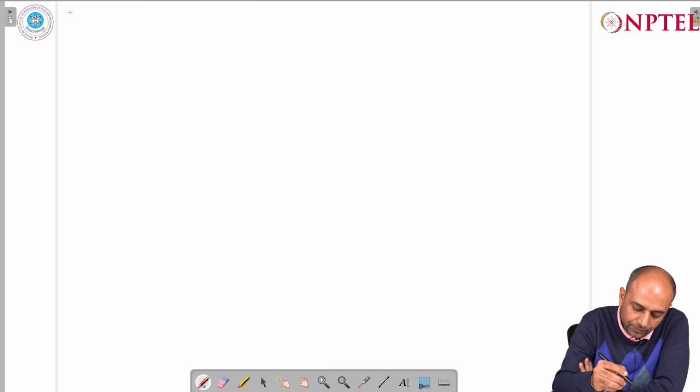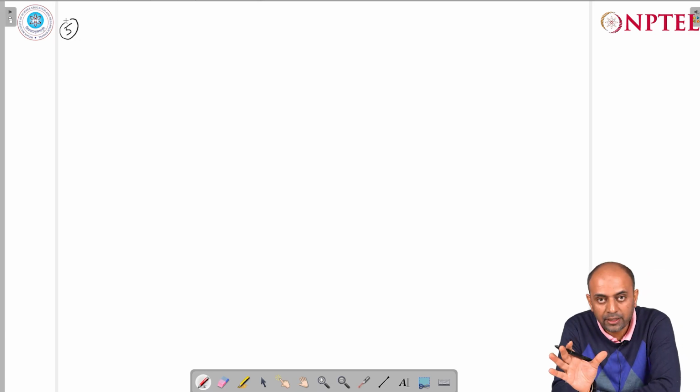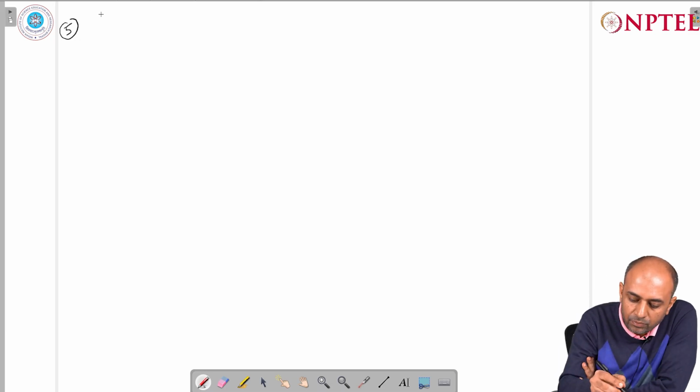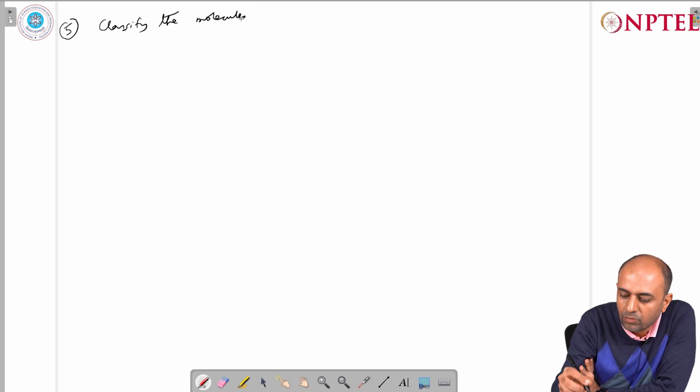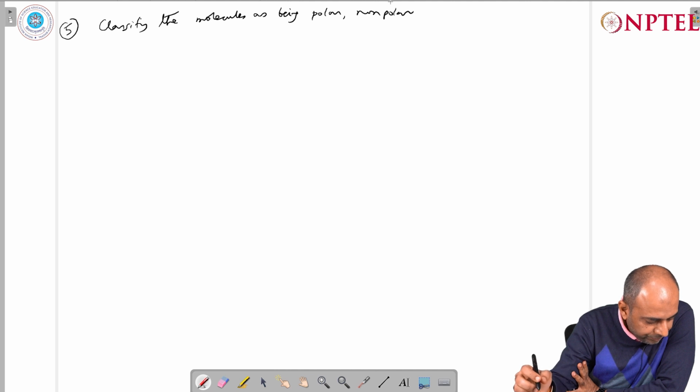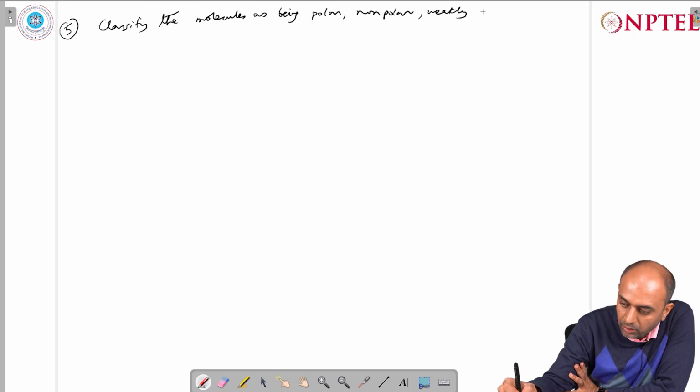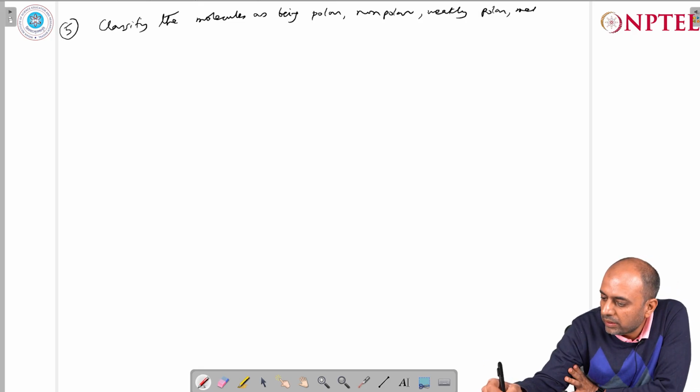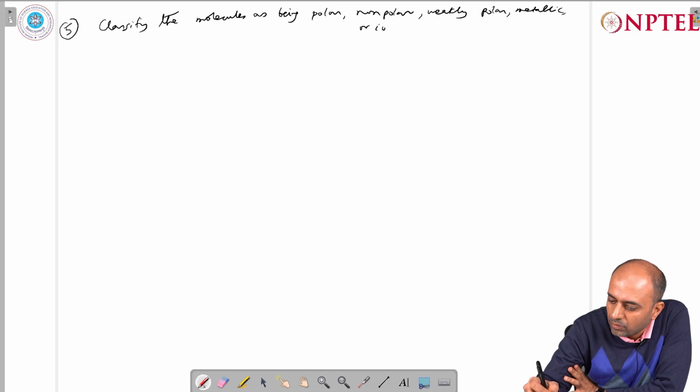Let us take the next example. Let us take a set of molecules and try to classify the molecules as being polar or non-polar, weakly polar, metallic or ionic. So these are the 5 classifications we have.